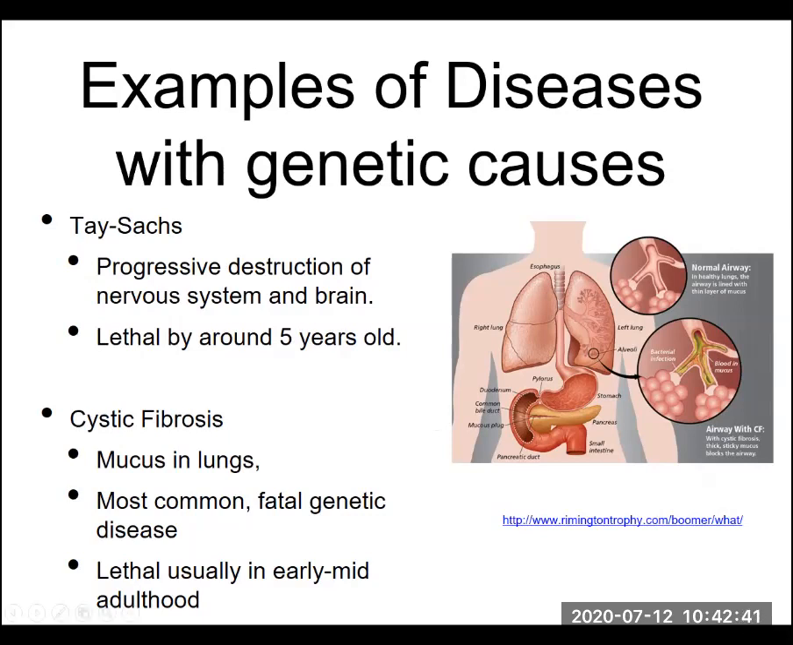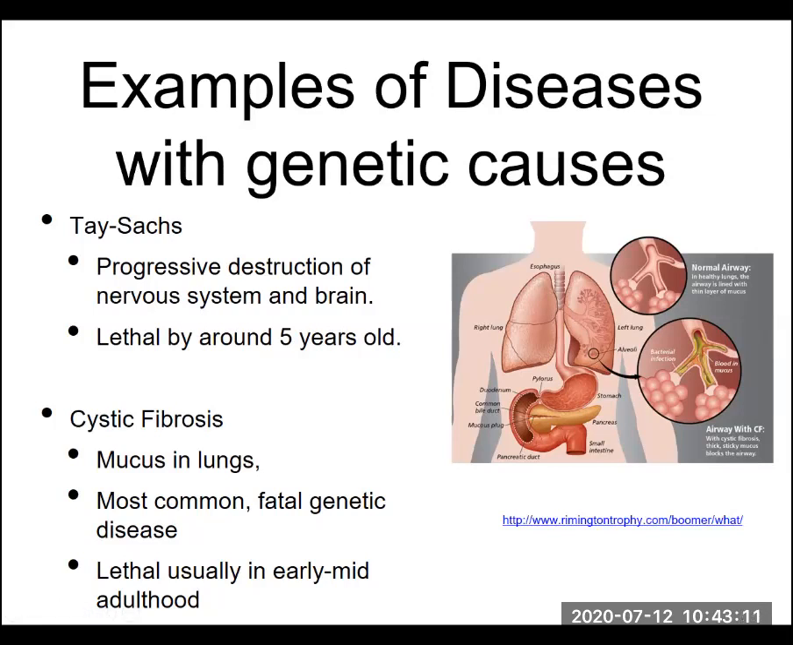But basically what happens is it has a defective protein within the lungs, causes mucus to build up, and that mucus then makes it harder to breathe, makes them susceptible to infection, and because of that, it's generally lethal by the time the individuals reach early to mid-adulthood. Now again, medicine has gotten better, so individuals are living a little bit longer, but it still continues to be the most common fatal genetic disease that we're facing at this point.